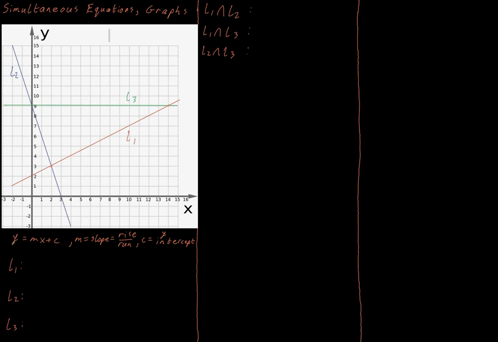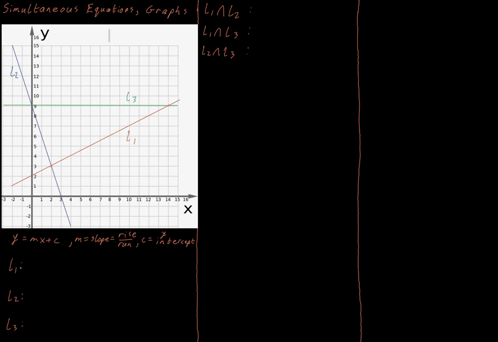Now, we know that a straight line has the form y is equal to the slope times x plus the y-intercept. Y is equal to mx plus c. So m, again, is the slope, and that's the rise over the run, and c is the y-intercept. Where does it cross the y-axis? There are other ways of getting the equation of a line, but this is the one that we're going to look at today.